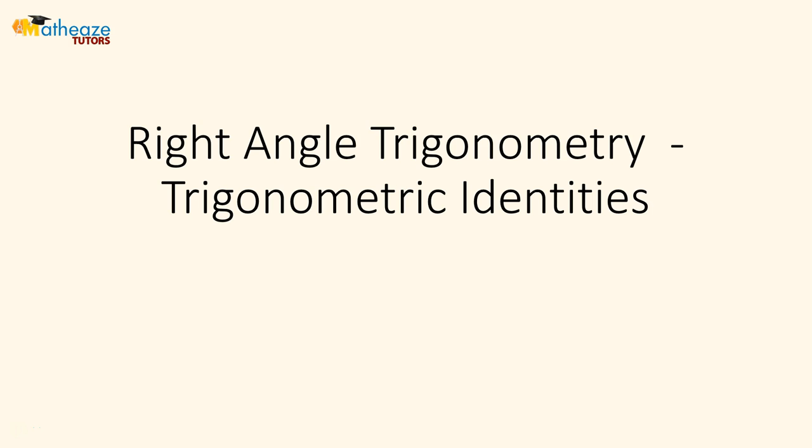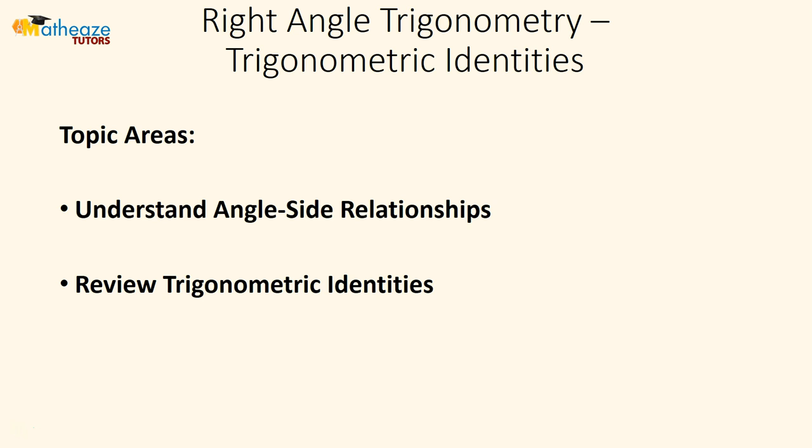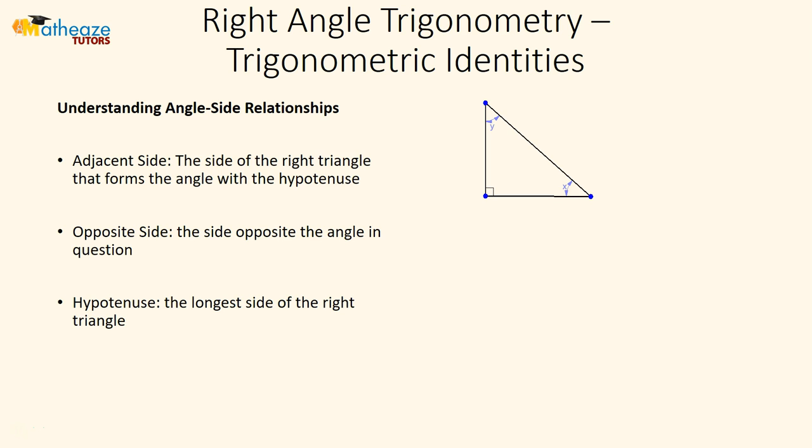In this lesson, we're going to take a look at right angle trigonometry and trigonometric identities. To do this, we're going to understand angle-side relationships, and we're also going to review the trigonometric identities. So, in a right triangle, we have three main sides. We have two legs, and we have the longest side, which is called the hypotenuse. And the adjacent side is relative to the angle in question.